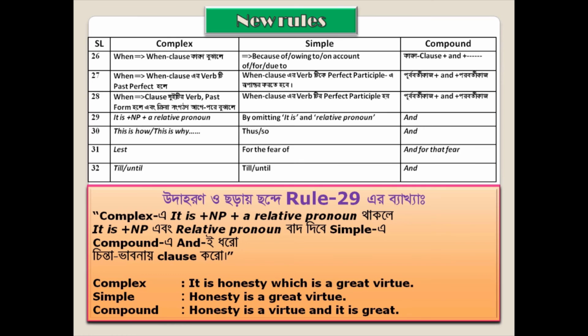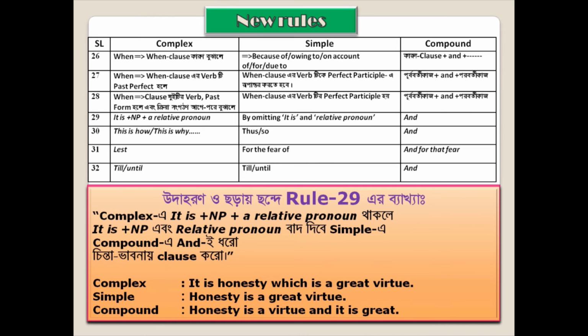For example, complex: It is honesty which is a great virtue. Simple: Honesty is a great virtue. Compound: Honesty is a virtue and it is great.